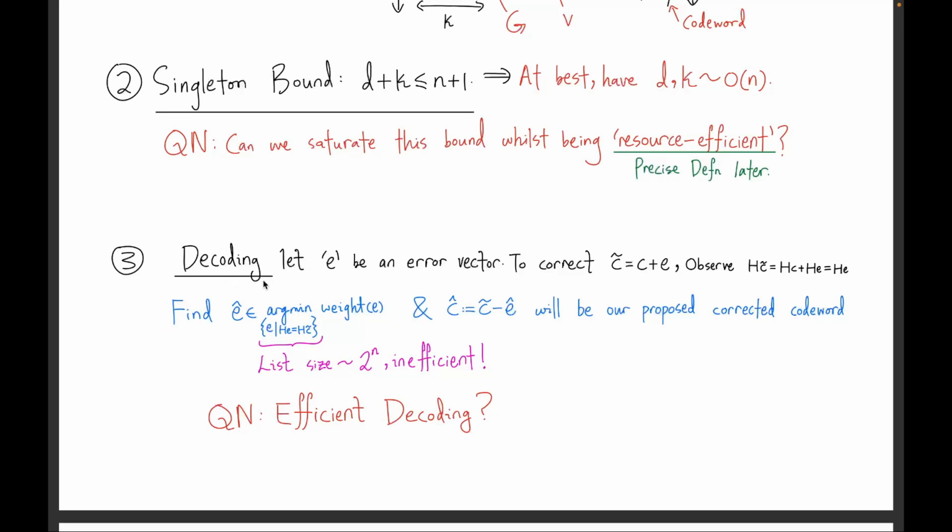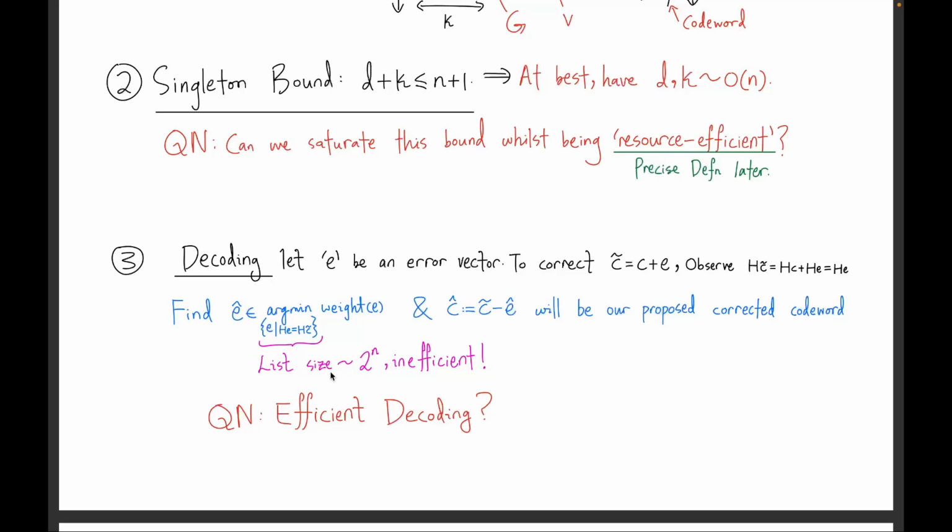For example, resource efficient in the sense of decoding. So if we have some error vector E, and we want to correct this corrupted code word C tilde, which is C plus the error, we actually use the parity check matrix. And then from the parity check matrix, we try and find which candidate error has the minimum weight, so the minimum number of non-zero entries. And then after that, we use this candidate to correct our error for our proposed corrected code word.